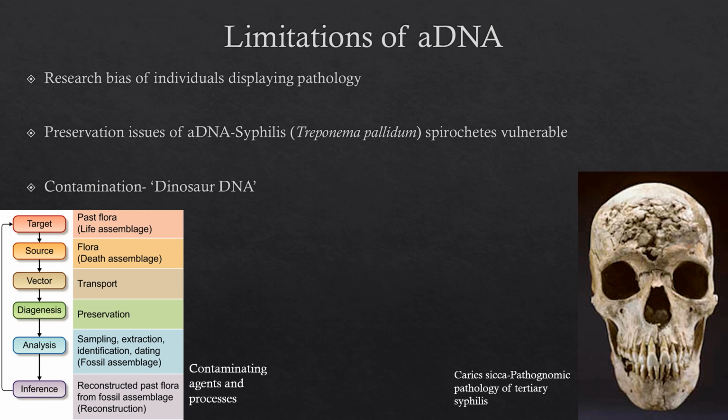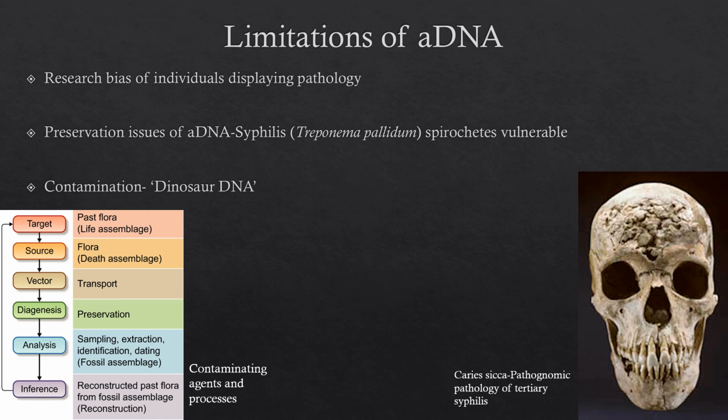Secondly, there's preservation issues. So aDNA cannot look for every single disease, it seems. Syphilis has been a major crux in being able to be identified by aDNA because the microbes, the spirochetes, which they're known as, are very vulnerable to things such as sunlight, and they just disintegrate.